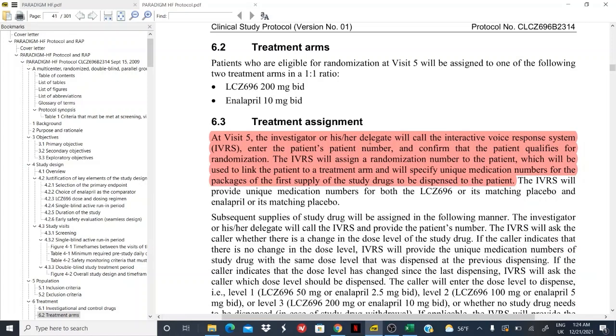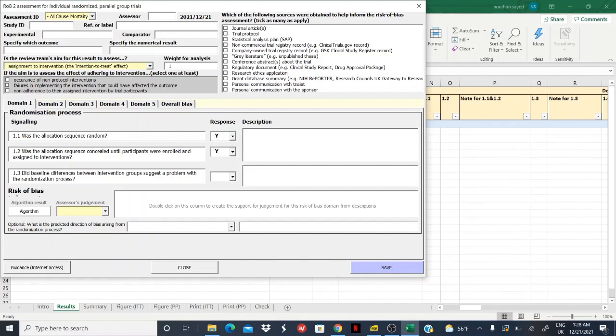So in this case, it's clearly a case of central allocation. The investigator has absolutely no control or no way to predict which drug each patient will be receiving, right? They're simply calling up a system, and the system is telling them what to do. So this is a pretty clear-cut example of a central allocation scheme. So now I'm going to go over to my Excel sheet, and I'm going to type in yes in response to 1.2, which concerns the allocation sequence concealment.